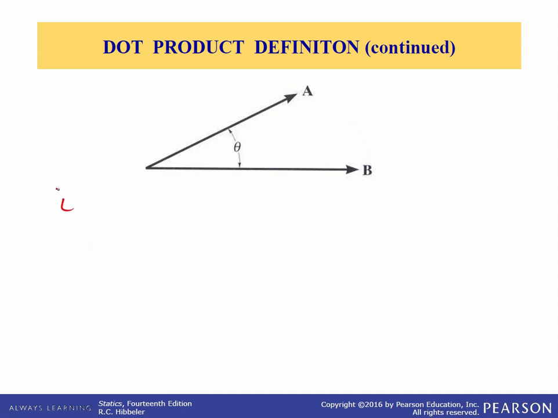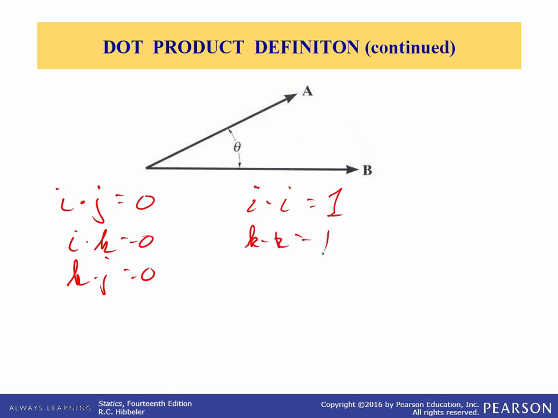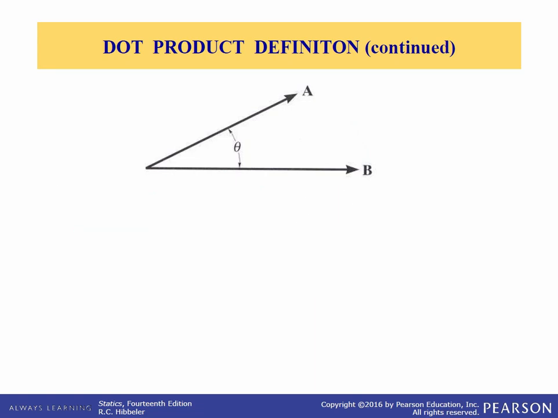And by definition, I dot J is equal to 0. I dot I is equal to 1. And likewise, I dot K is equal to 0, K dot J is equal to 0, etc. Any two vectors perpendicular, our dot product is 0. And of course, K dot K is 1 and J dot J is 1.